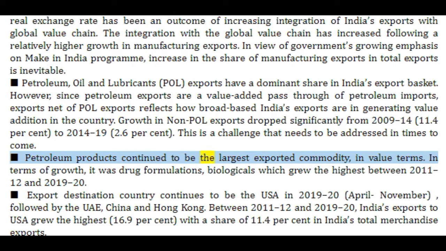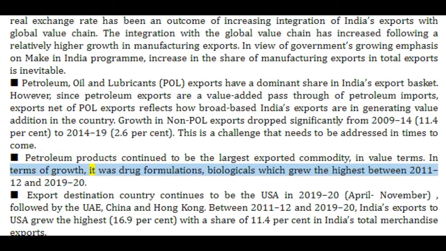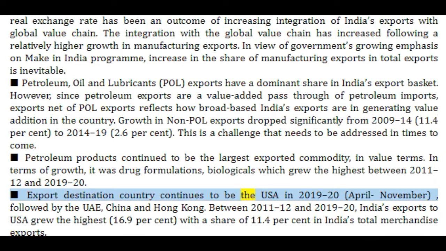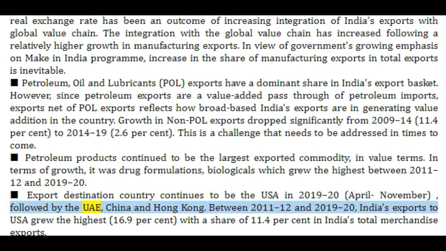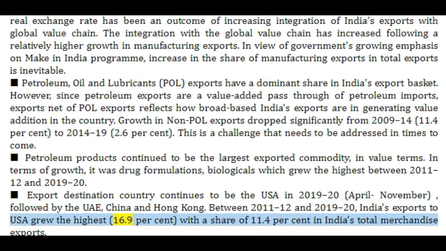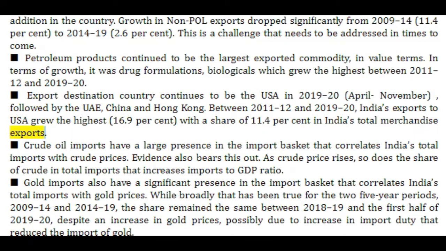Petroleum products continued to be the largest exported commodity in value terms. In terms of growth, it was drug formulations, biologicals, which grew the highest between 2011 to 12 and 2019 to 20. Export destination country continues to be the USA in 2019 to 20, April to November, followed by the UAE, China, and Hong Kong. Between 2011 to 12 and 2019 to 20, India's exports to USA grew the highest, 16.9%, with a share of 11.4% in India's total merchandise exports.